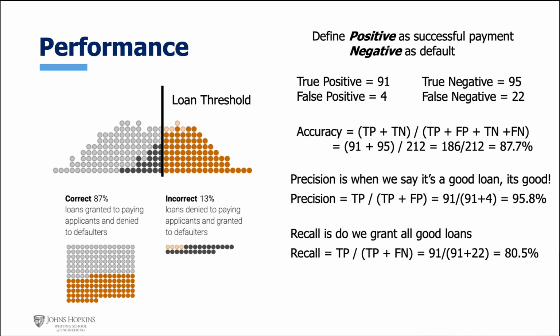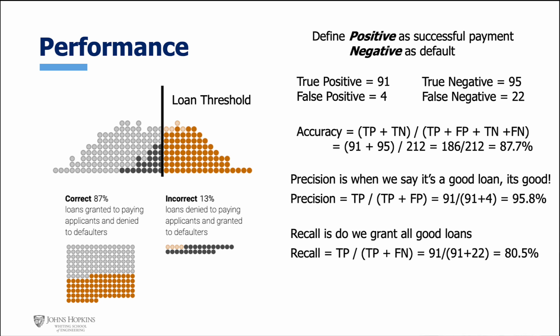So we're basically looking at, of the dark circles, all the people who pay the loan back, how good were we at getting loans to all of those people? That's the true positive divided by true positive plus false negative, and we see we're at 80.5%. These are the two most common measures we use in AI, right? When we say it's the thing, is it the thing? And the other question is, how good are we at finding all of the things?